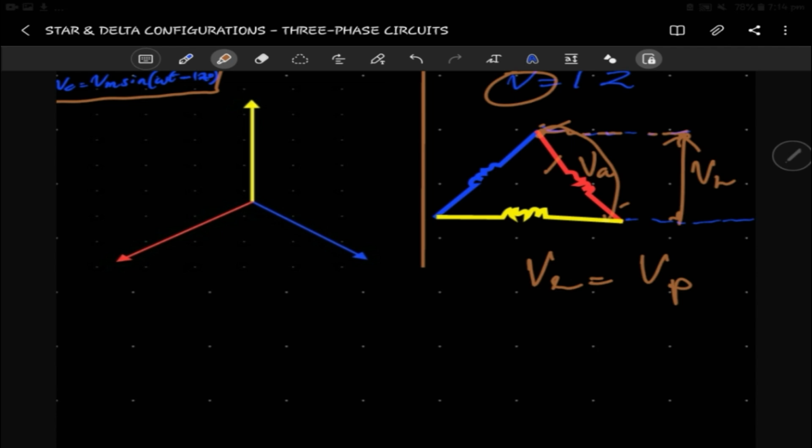Now let's look at the current. So now we are done with the voltage for the delta side. So let's see.